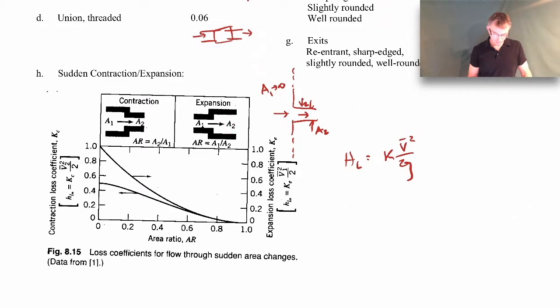If A2 goes to infinity, then it becomes just an exit. And in fact, you should see here, when A2 goes to infinity, the area ratio goes to 0. And you should get a loss coefficient of 1. And so here's the expansion, and it does indeed go to 1.